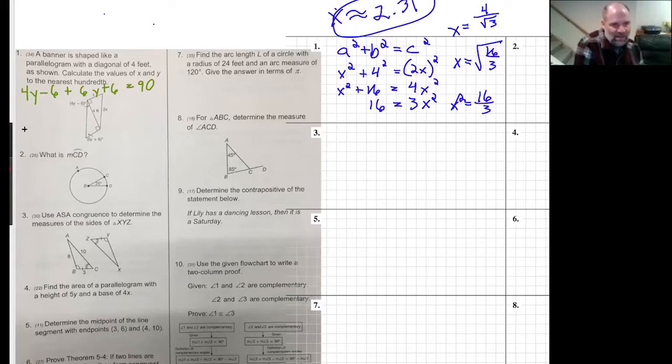All right, so let's just simplify and solve this equation. 4y and 6y is 10y, and then the minus 6 plus 6 cancels. So 10y equals 90, so y equals 9. Does that make sense?